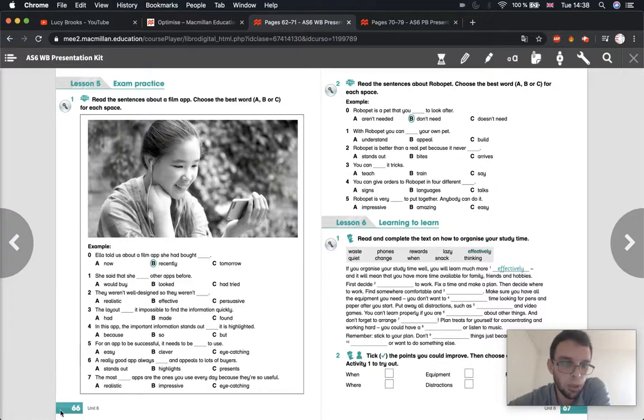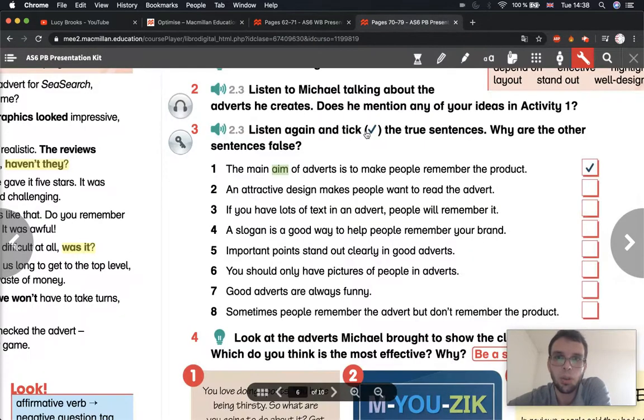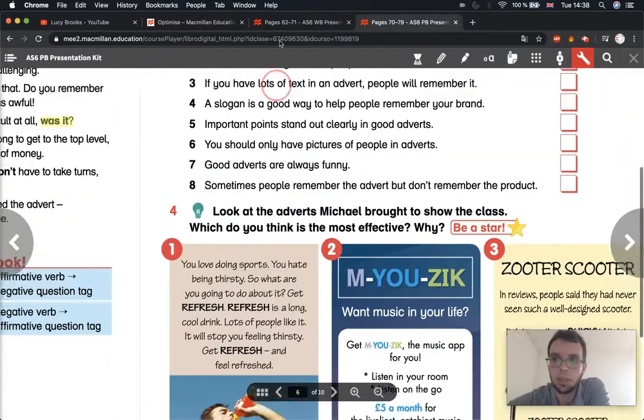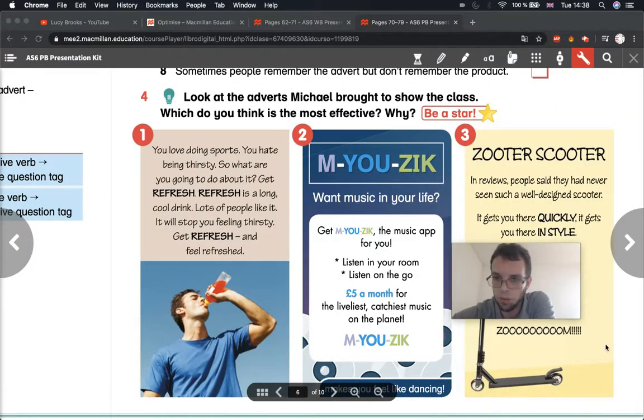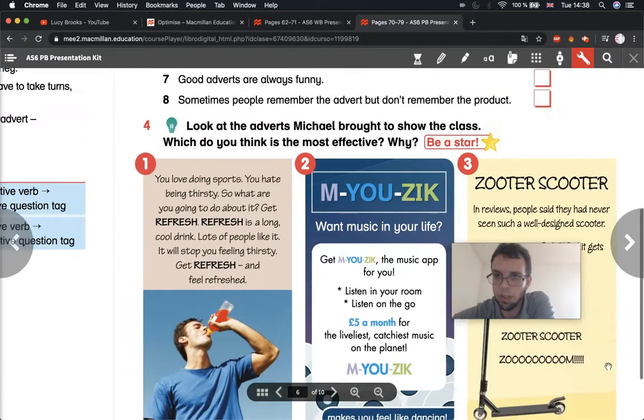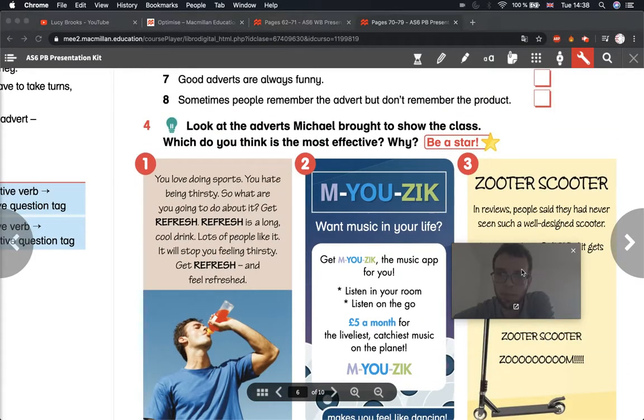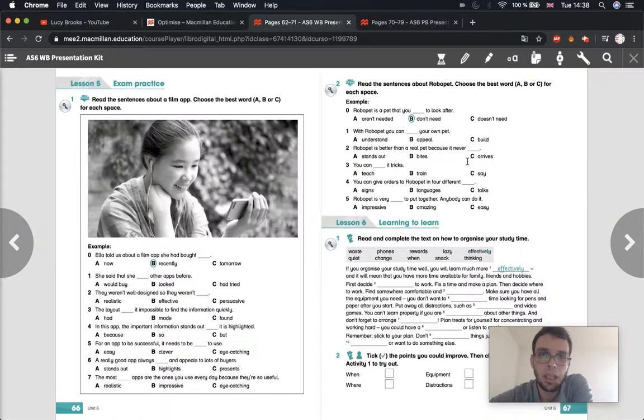Now we're on workbook page 66. Oh, I don't know if I mentioned the page number here. What page was this? 75 in the student's book. Anyway, a bit late now. So let's go to the workbook. We're on page 66 and 67, and we have 2 exercises to do.